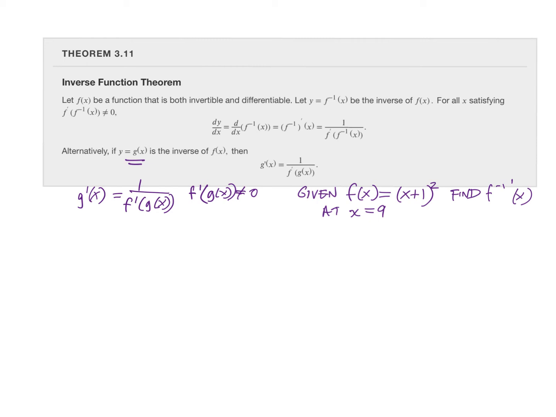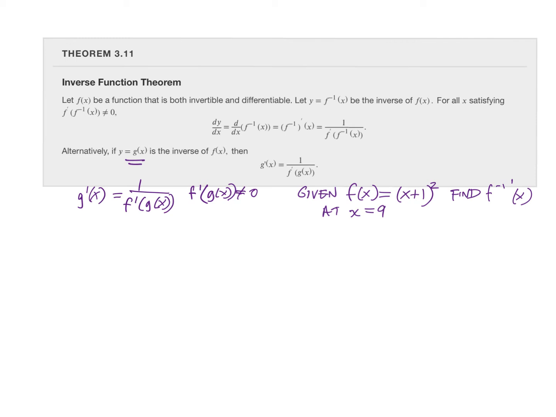So let's do it the way that we would do it before we knew this theorem. Before we knew this theorem, we would have solved the problem by finding the inverse function and then taking the derivative of it and plugging in x equals 9. So let's do that first.